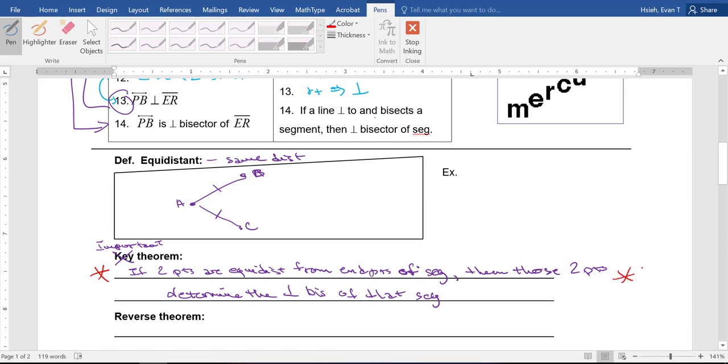So you're going to whine. I see you rolling your eyes at home already. Again, if 2 points are equidistant from the endpoints of a segment, then those 2 points determine the perpendicular bisector of that segment. However, the nice thing is this.